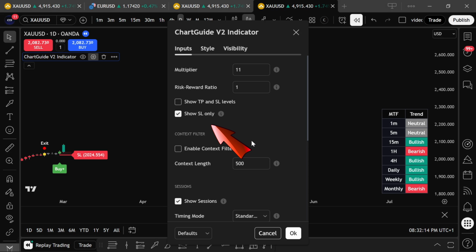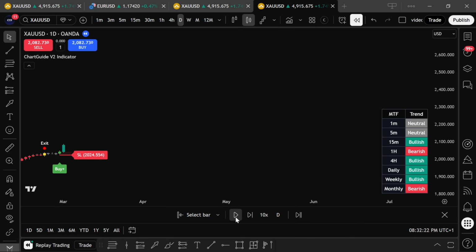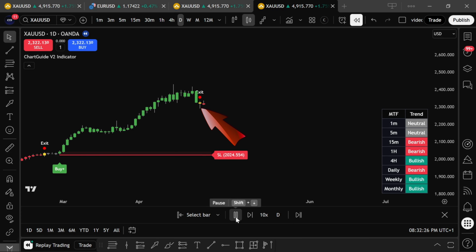Next setting is Show SL Only. This one is mainly for long-term/swing trading, where you're holding trades for days to weeks. In this scenario, the workflow is simple. You take the buy or sell when the signal label appears, you place your stop loss, you set up an alert for the exit label, and when the exit label appears, you exit the whole position.